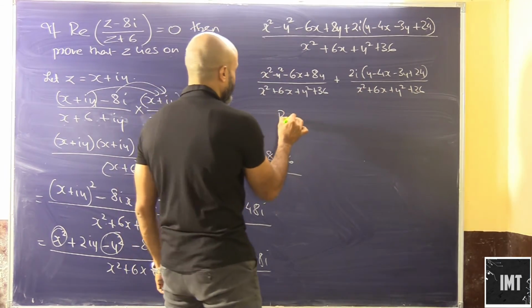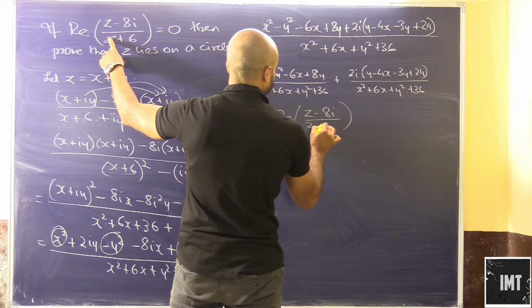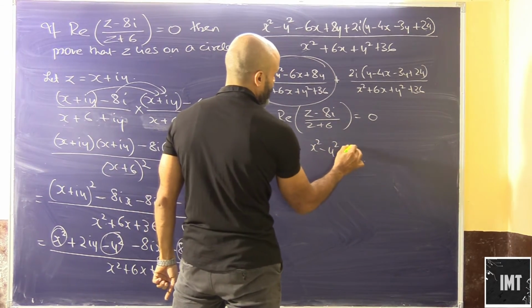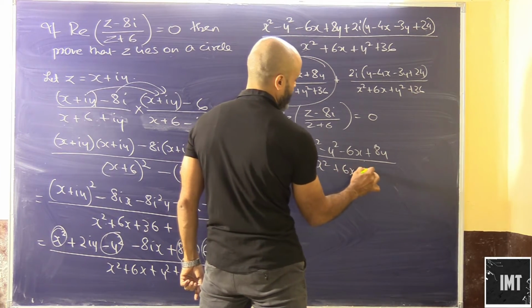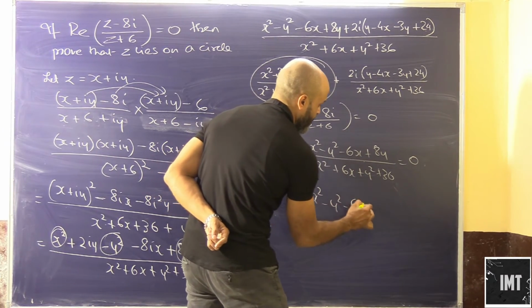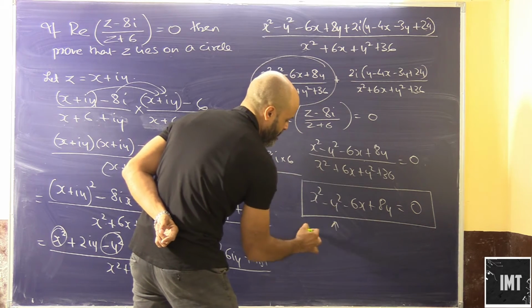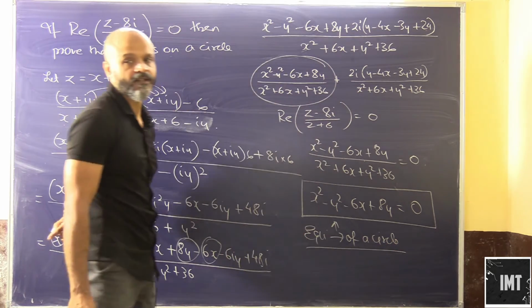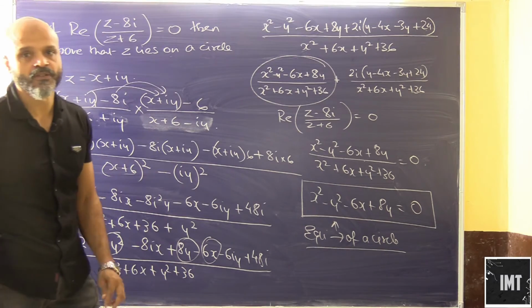Now we have the real part of this as 0. Real part of (z minus 8i) by (z plus 6) is equal to 0, which means this part is equal to 0. So (x square minus y square minus 6x plus 8y) upon (x square plus 6x plus y square plus 36) is equal to 0, which means x square minus y square minus 6x plus 8y is equal to 0, and this is basically the equation of a circle. So z lies on a circle.